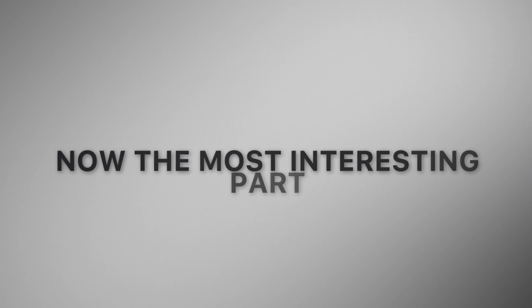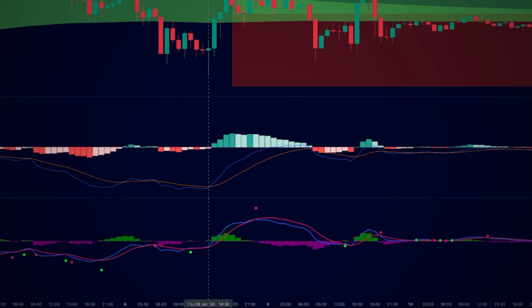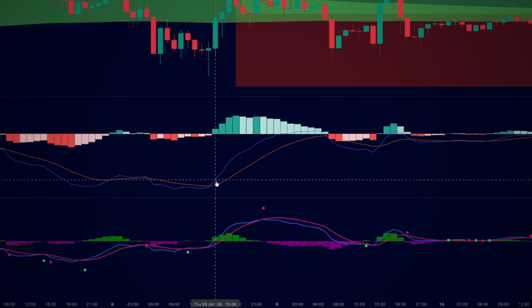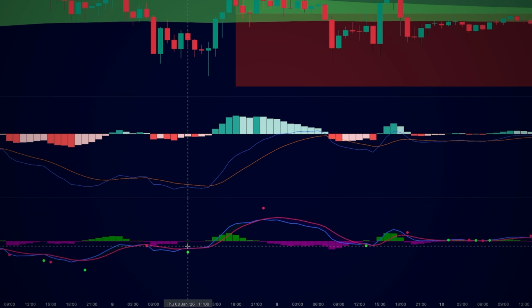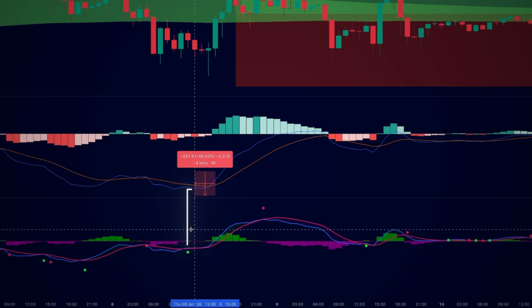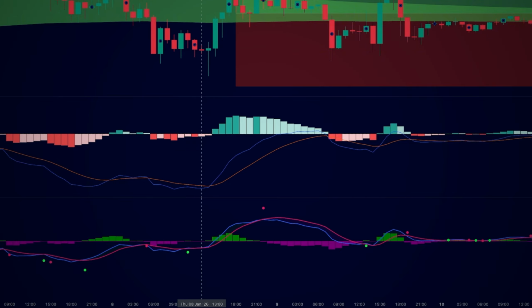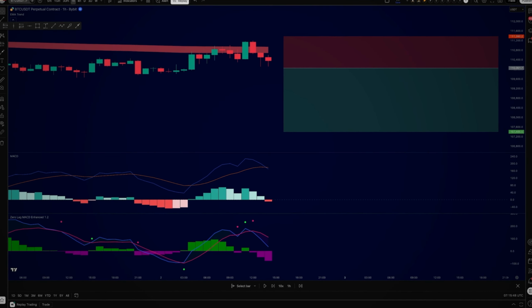Now for the most interesting part, the comparison. Take a look at the chart. A classic MACD gave a buy signal right here. Now take a look at the zero lag MACD on the same section. See? The green dot appeared 3 or 4 candles earlier. These are real-time hours that give you the chance to enter a trade at a better price and with a tighter stop loss. It's the same situation for shorts.